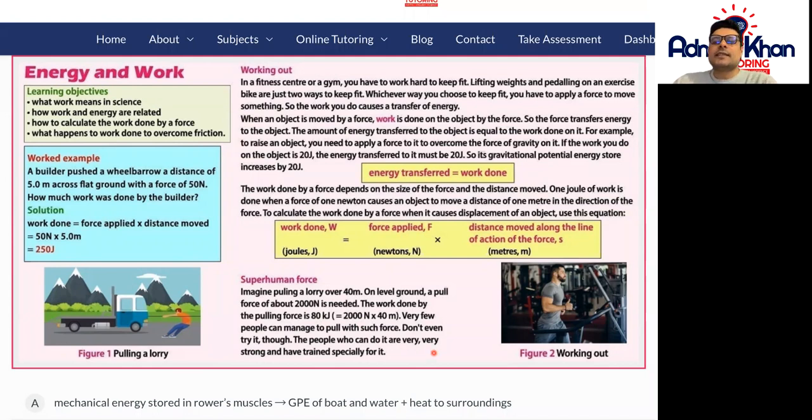Okay, so this is the main formula that you're going to use for some of the questions based on this particular task on physics, energy, and work.